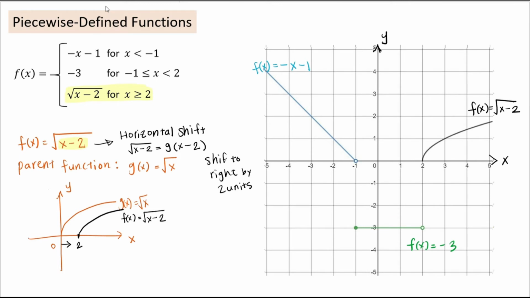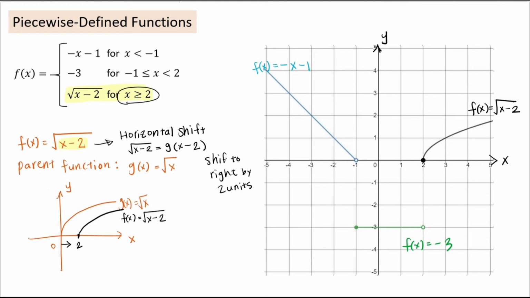Because the domain of this function is x is greater than or equal to 2, x is equal to 2 is included. Then we get the following function. Now we have the graph of the piecewise defined function f.